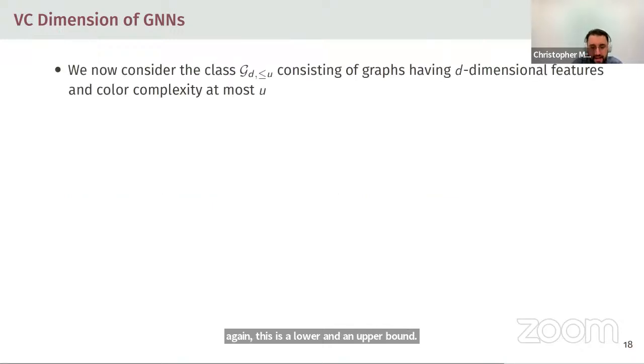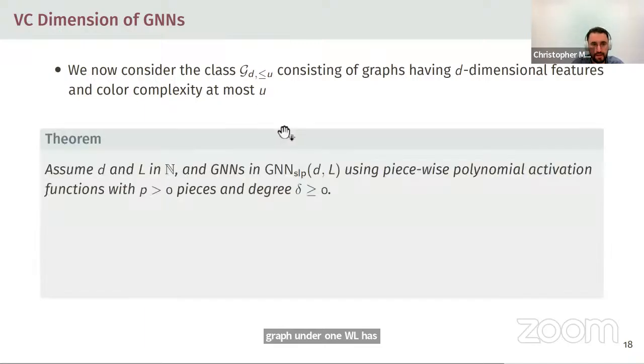And with regard to the last result, which depends on the number of colors 1WL produces over the graphs, we consider the set of graphs that has color complexity at most U. So that means that if each graph under 1WL has at most U colors, then we were able to show the following.